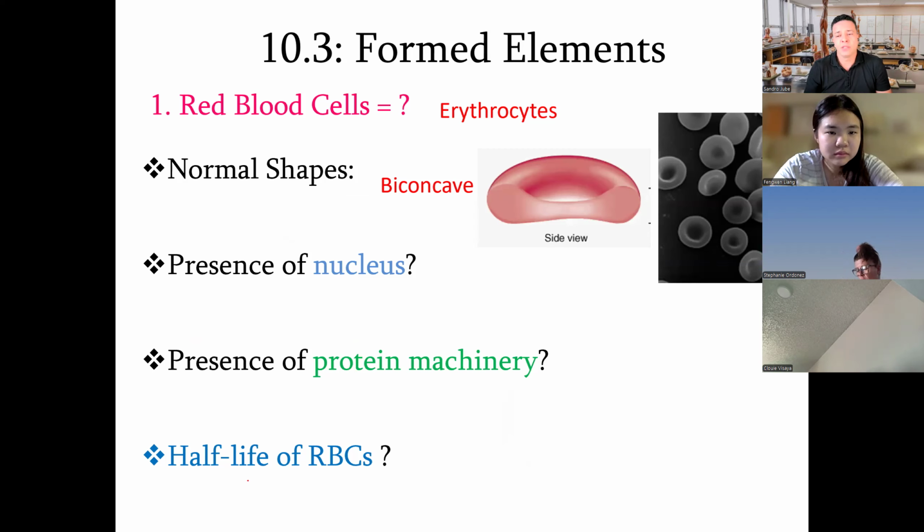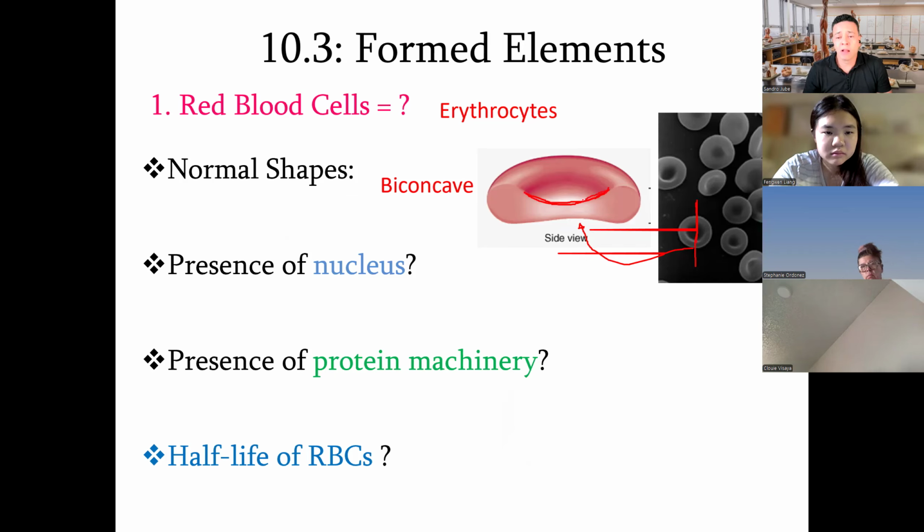Imagine if I took one of the cells right here and I split it in half like this, okay? And I'm looking at the side view, this is what it would look like. Kind of looks like a donut, but it doesn't have a hole in the middle. It just has an indentation right there in the middle. It has a biconcave shape.